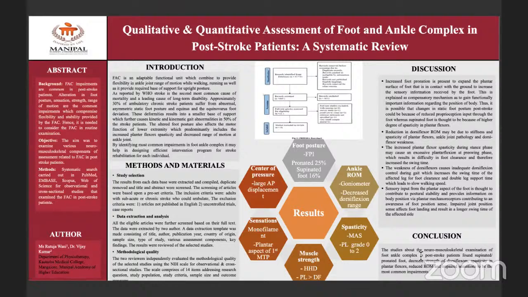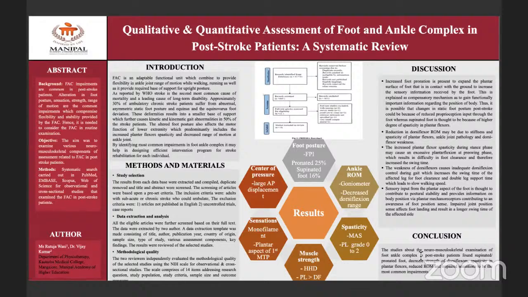A total of 8 studies were included in this systematic review. The PRISMA flowchart of the study selection is given over here. The studies included range from 2003 to 2019, and all the studies included subacute to chronic stroke patients, which further assessed foot ankle spasticity, muscle strength, foot deviation, and sensations of the foot.